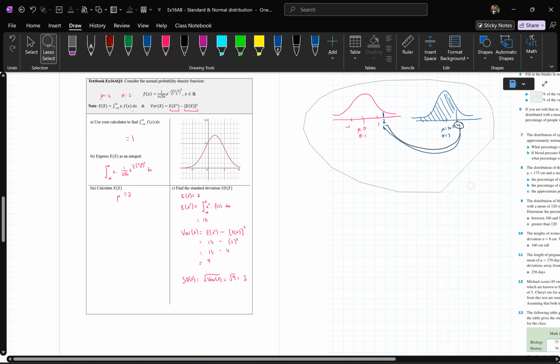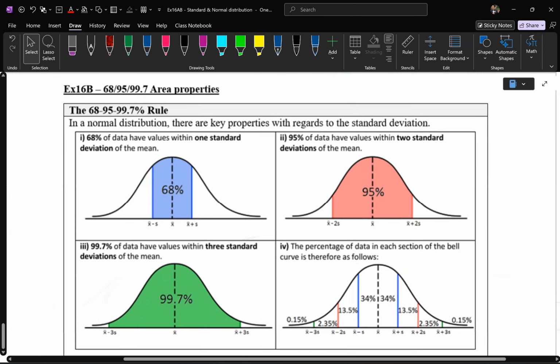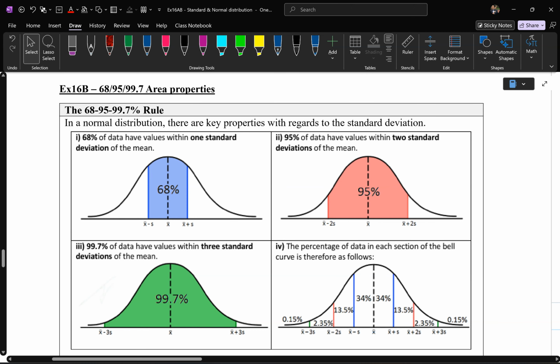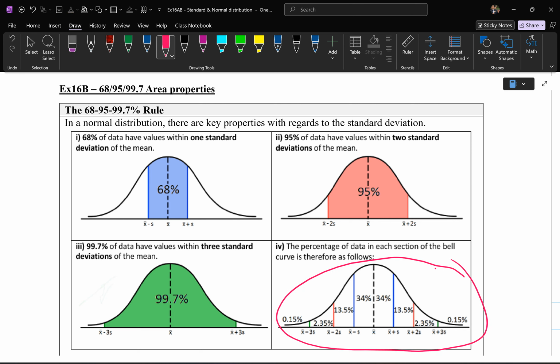16b is just a bit of problem solving. It's a bit more fun. Those who do general, you would have seen this already. 16b, this is called your 68, 95, 99.7. You do need to know them. In the general class, they usually get this graph, so it's broken up for you. I mean, you can calculate that yourself. You know, from here to here, it's 50.